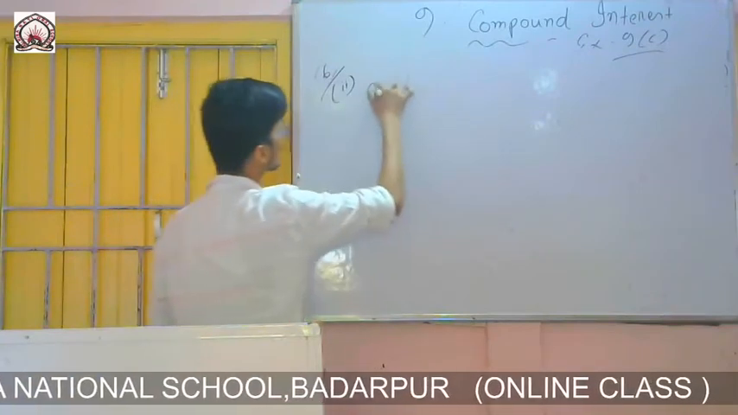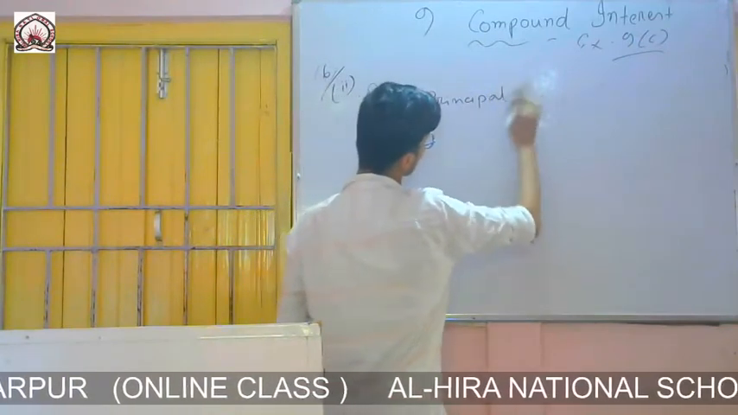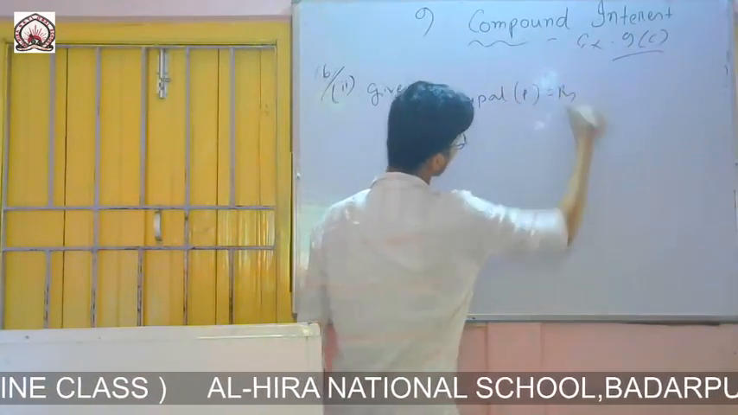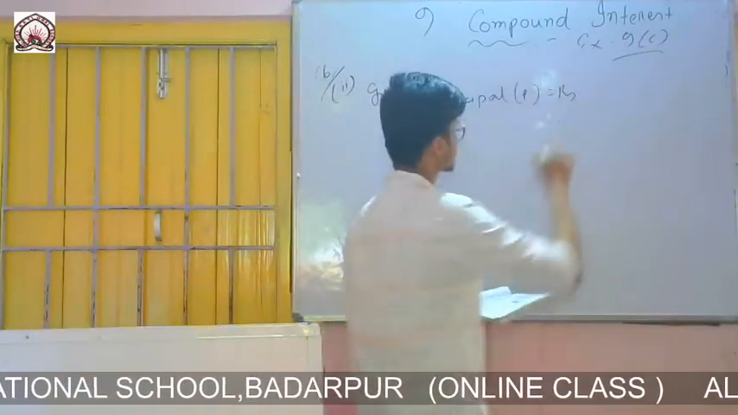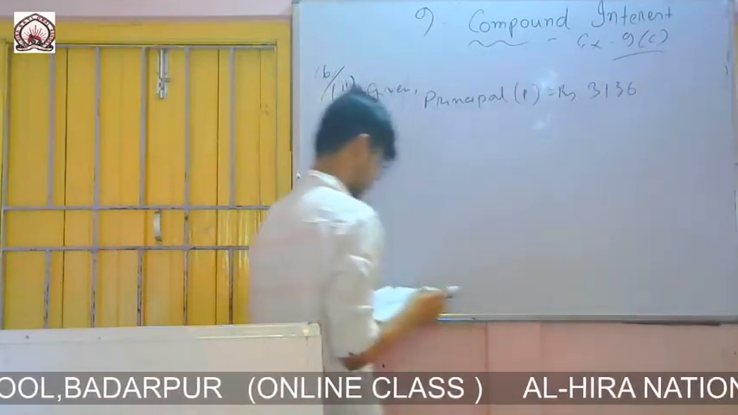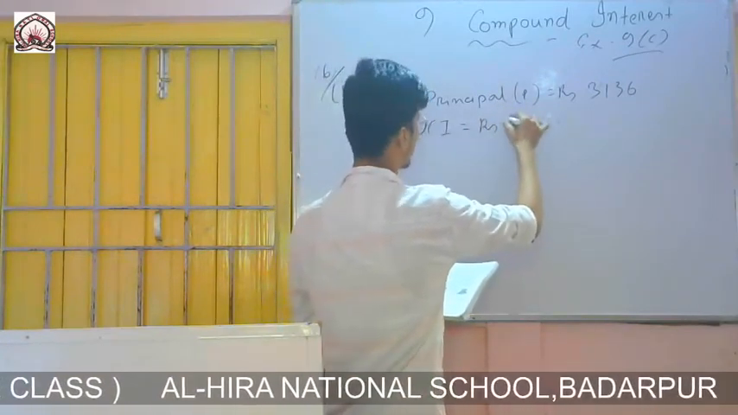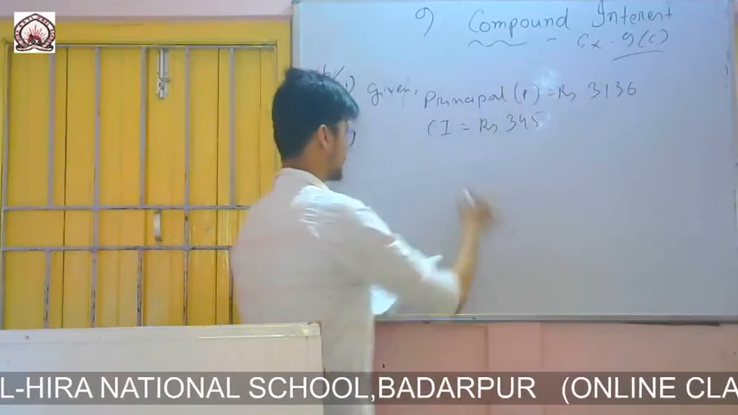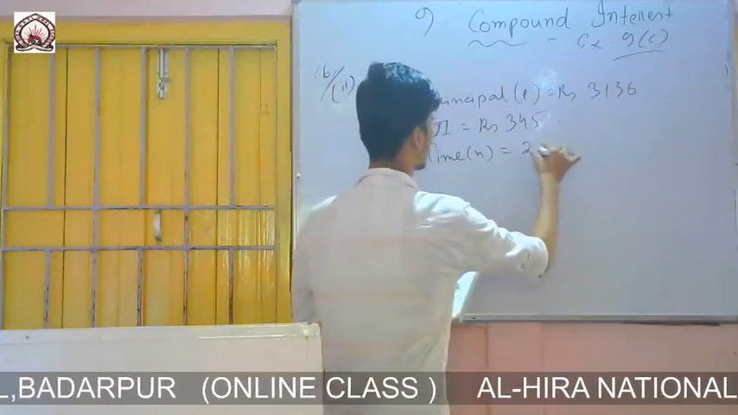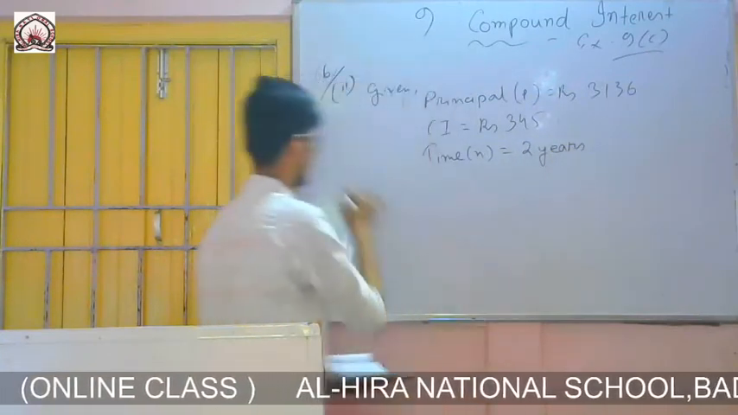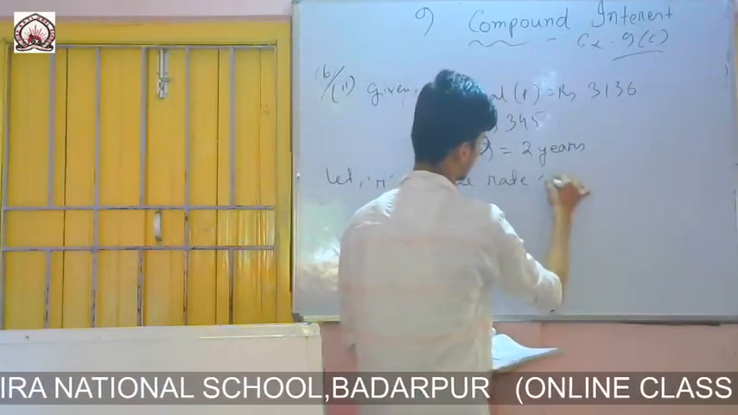So write, given principal equals 3136. Compound interest is given, you write the full form, compound interest is given for 345. Time is given, 2 years. Let R be the rate percent.